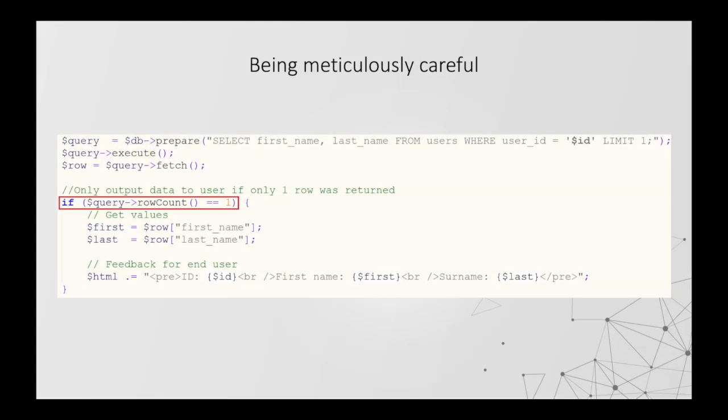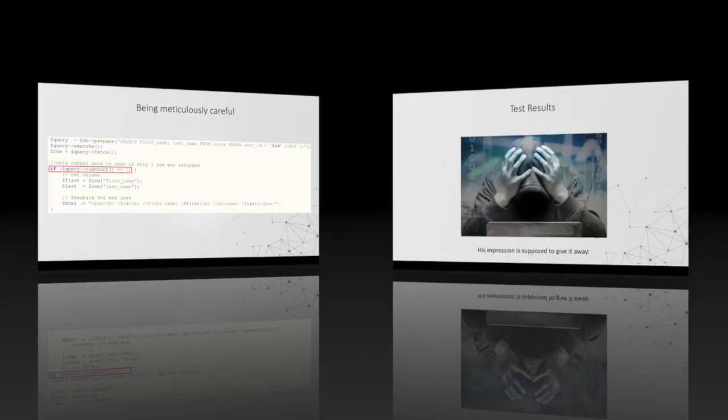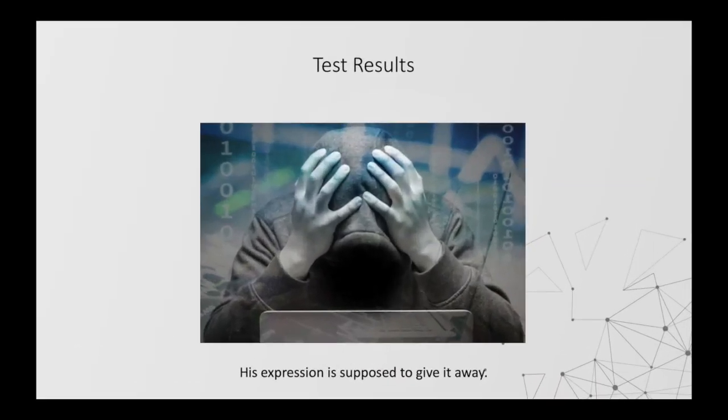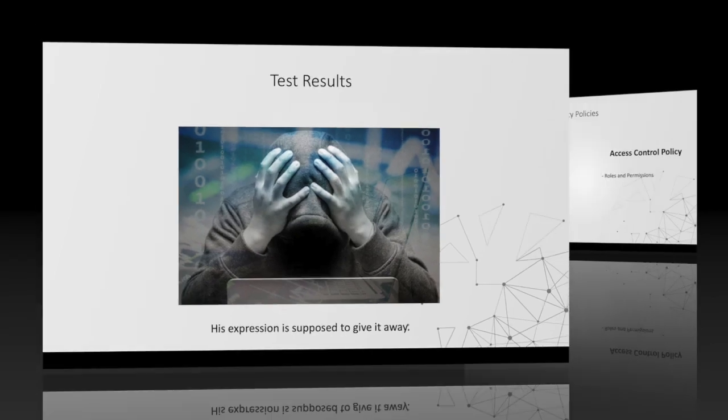Alternatively, before outputting the results of the query, you can wrap that in an if statement that manually checks how many rows have been returned. In this case, it must be 1. Through testing, we were able to confirm that the system now ignores any input that isn't a numerical value and only returns one row anytime the form is submitted.